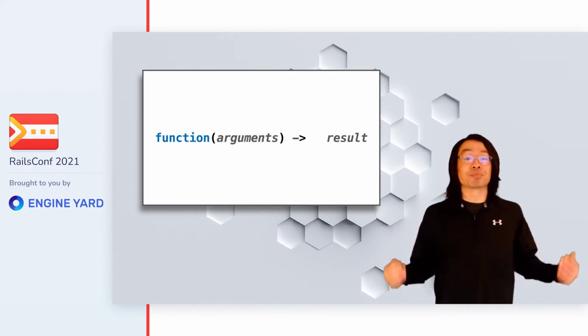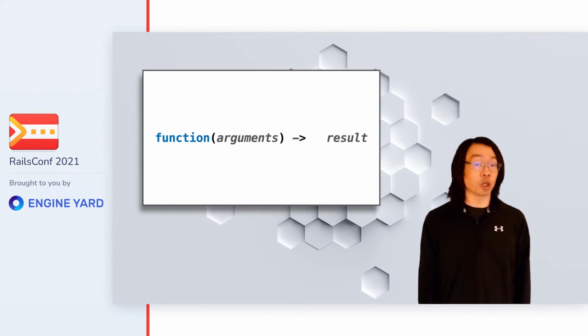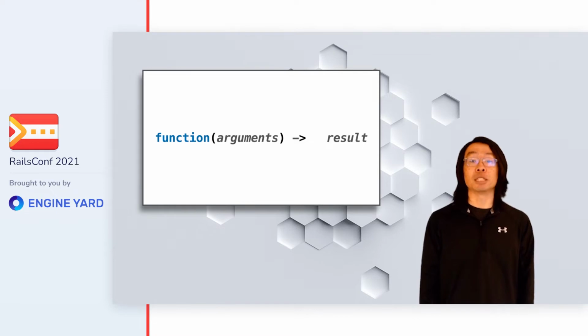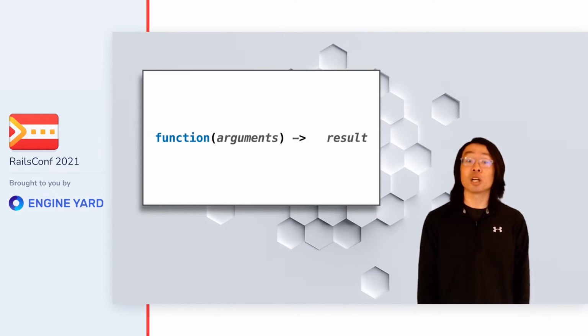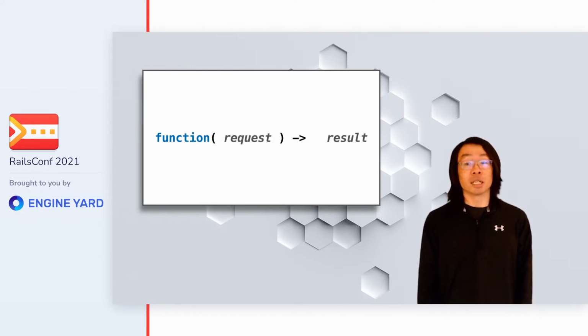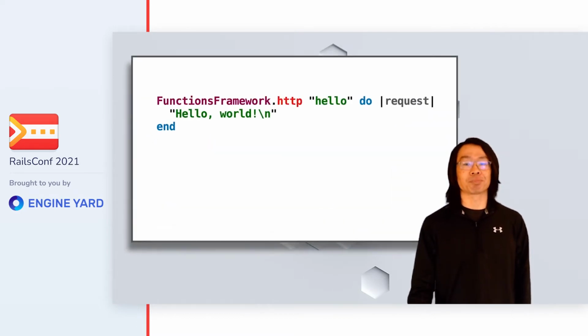Now, what is a function? Well, we know what a function is in software. It's a piece of code that takes arguments and returns a result. Most programming languages have them, or something similar. Now, functions as a service is based on the observation that web applications also look like this. A web app is basically a piece of code that consumes a web request and returns a web response. So we can model a web app as a function. Therefore, we can also write a web app as a function.